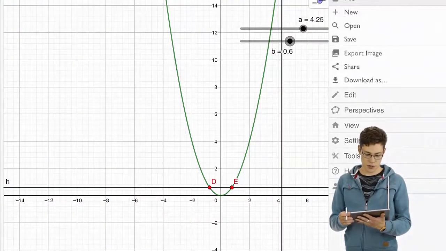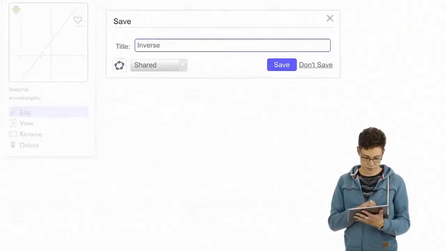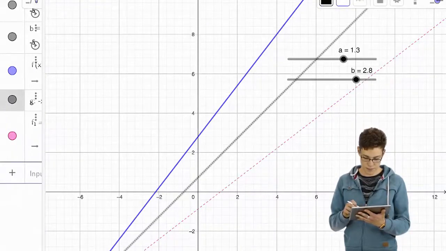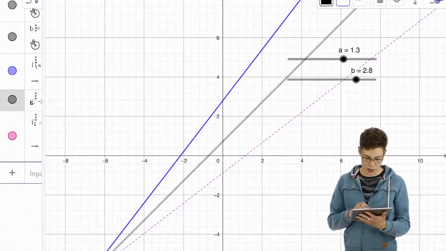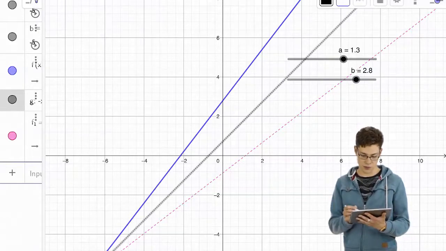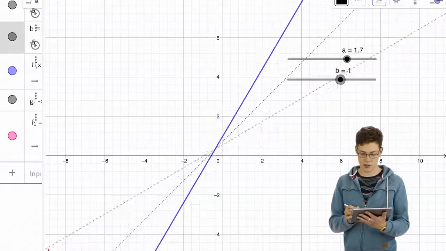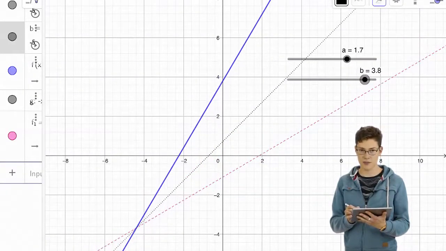Let me show you a quick graphical representation of this. So here I just have one blue line, which is y = ax + q. As I shift my a value, I'm changing the gradient. As I shift my q value, I'm changing the y-intercept.